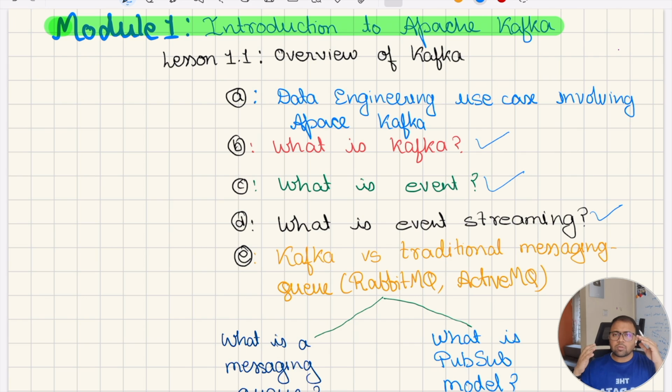Then we will also try to see why Kafka is used predominantly in the data engineering world, and what the fundamental difference is between Apache Kafka and traditional messaging queues like RabbitMQ and ActiveMQ. When we discuss this concept, we will also try to understand what a messaging queue is and what the pub-sub model is, like what the publisher and subscriber model is.